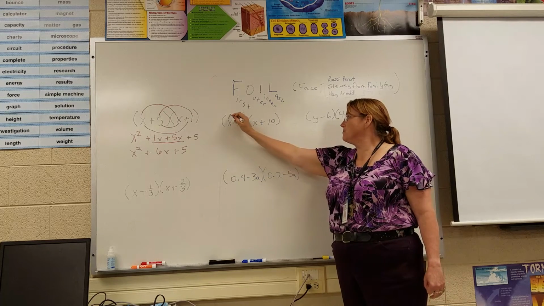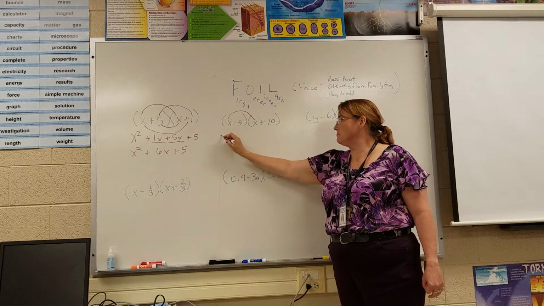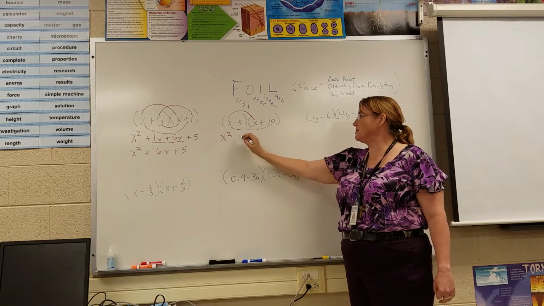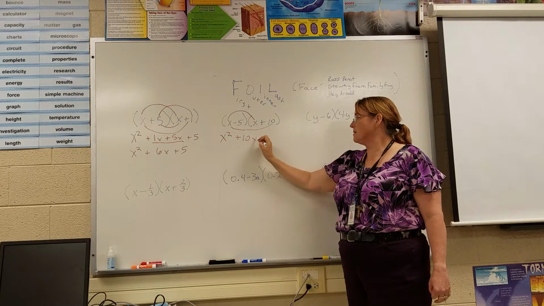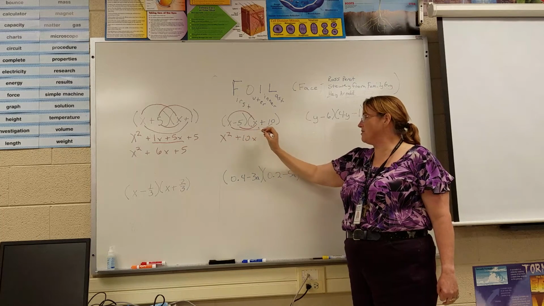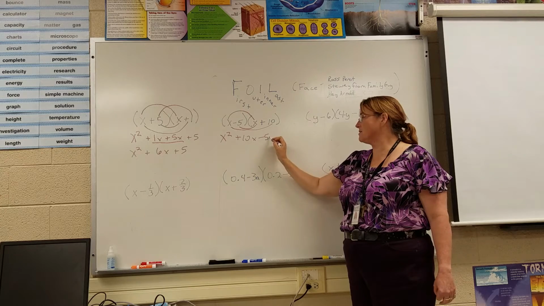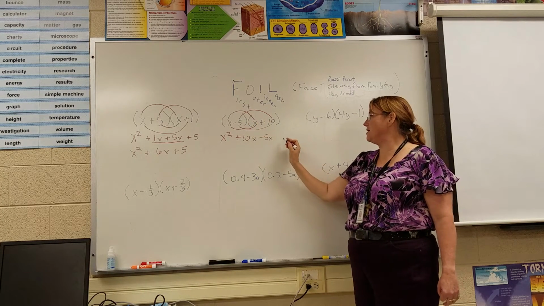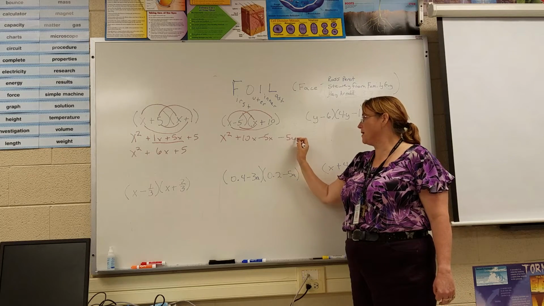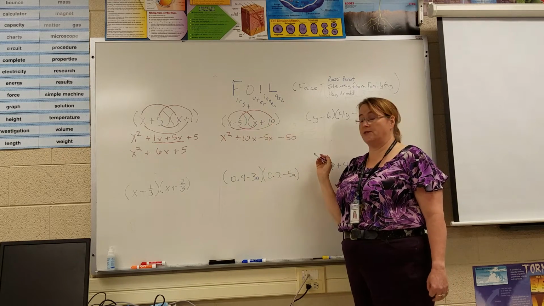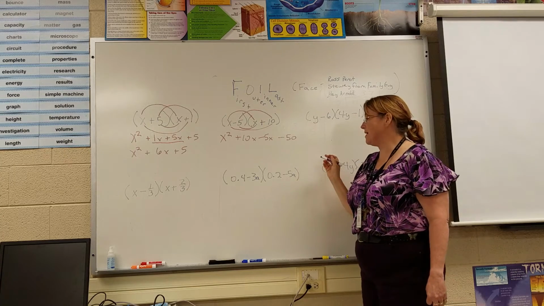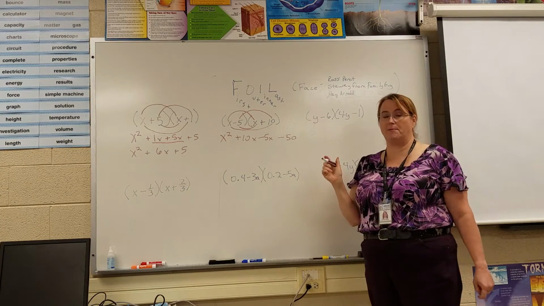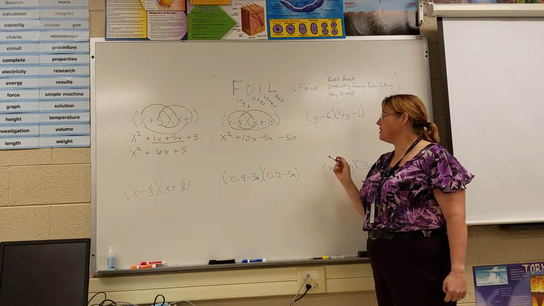So first, x times x is x squared. Outer, 10 times x is plus 10x. Inner, minus 5 times x is minus 5x. Last, minus 5 times 10 is minus 50. Because a minus times a positive is a minus. Or a negative. Negative and minuses can be used interchangeably. Just kind of, it's like read and read. Depends on where you're using it in the sentence.